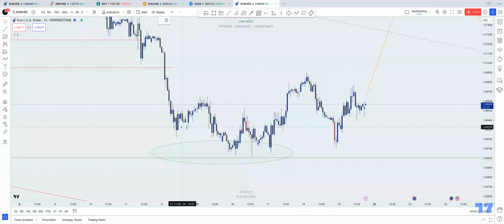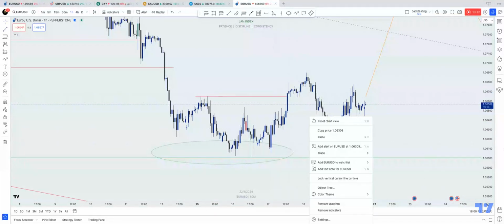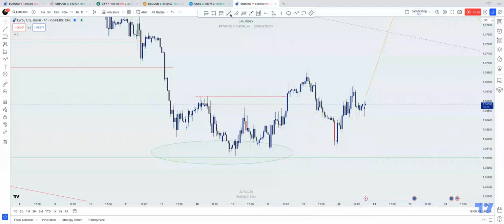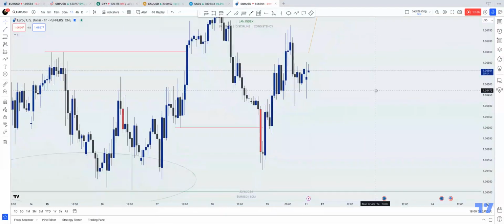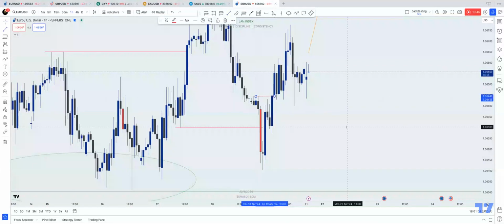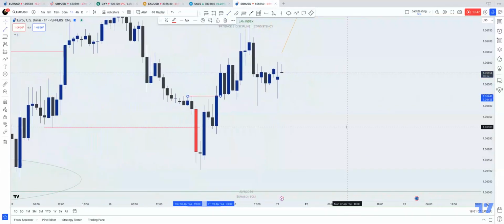We have this. We have this, right? We have this. We have liquidity. We have a reaction. We have a break of structure, right?